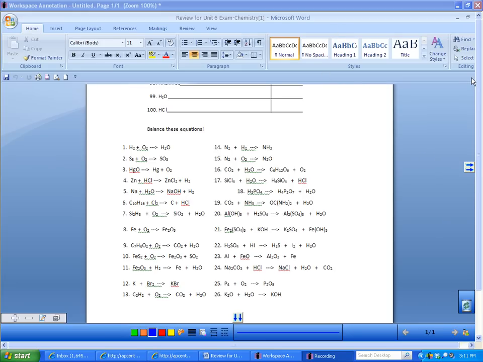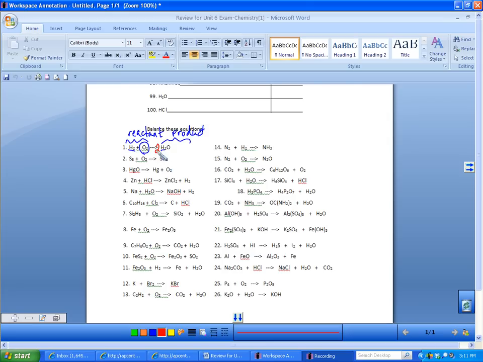Okay, so all we have left to do now is balance these equations. So if I look at the first one, what I'm trying to do is make sure that the reactant side has the same number of atoms as the product side. So I'm going to say, well, I have 2 hydrogens here and 2 here. I have 2 oxygens here, but only 1 here. So that means that I need to put a 2 in front of this.